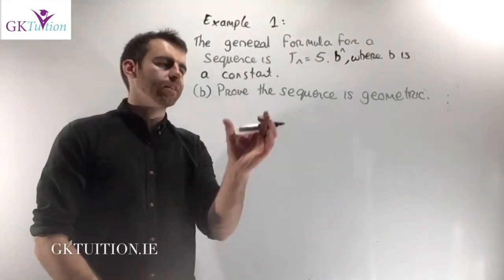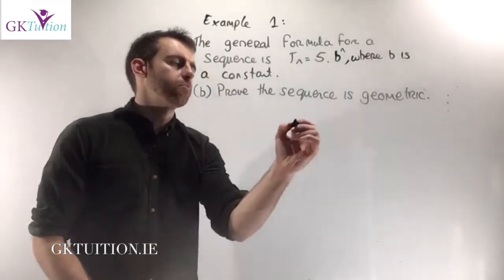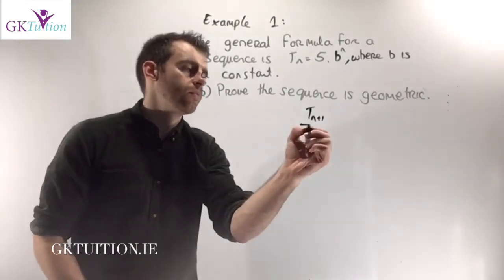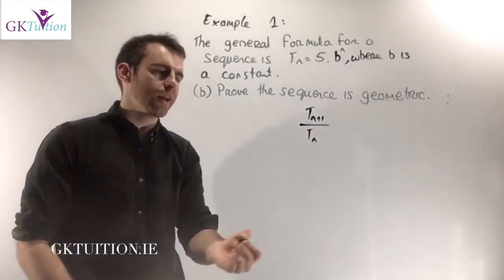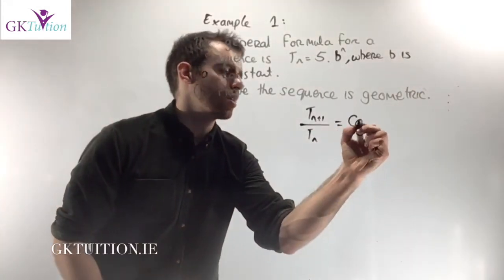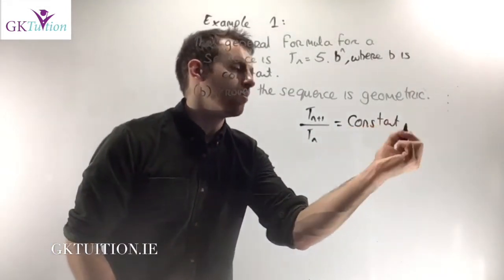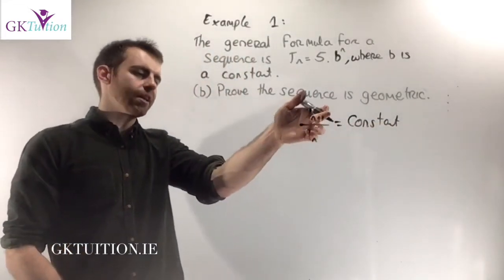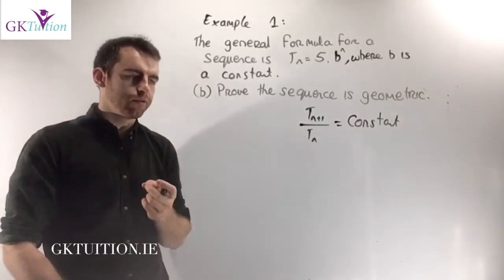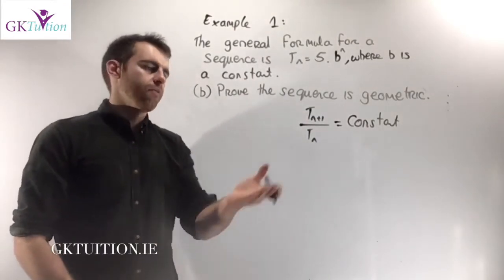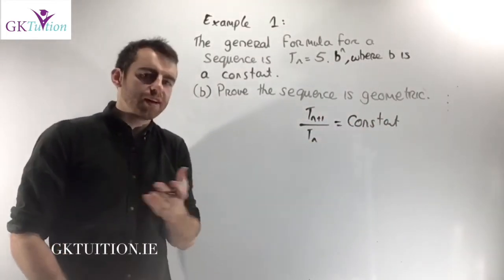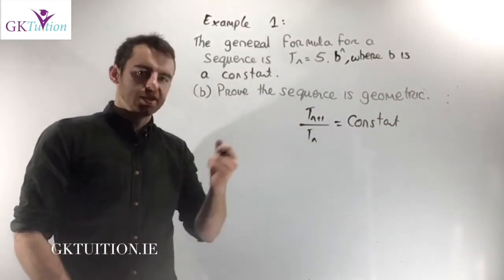In order to prove that the sequence is geometric, I need to prove that any term generalized, as in tn plus 1, divided by the term before it, which would be tn, will always give me the same thing. Or in other words, that is equal to a constant. Remember, term n plus 1 refers to the term directly after term n. This tn refers to term number n, tn plus 1 refers to term number n plus 1. If any term divided by the previous term always gives me a constant, I can say that for any value of n, this sequence is geometric.